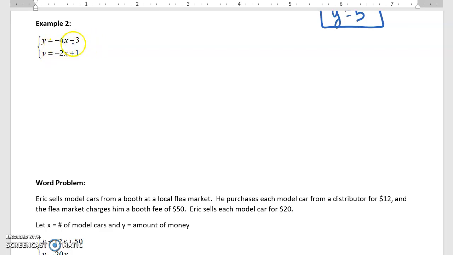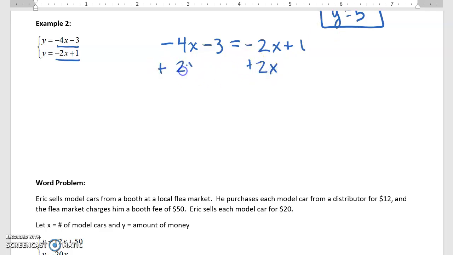So once again, because both of these expressions, negative 4x minus 3 and negative 2x plus 1, are both equal to y, we can go ahead and set them equal to each other. And then we will solve this equation for x. So I'm going to go ahead and add 2x to both sides. That gives me negative 2x minus 3 equals 1.